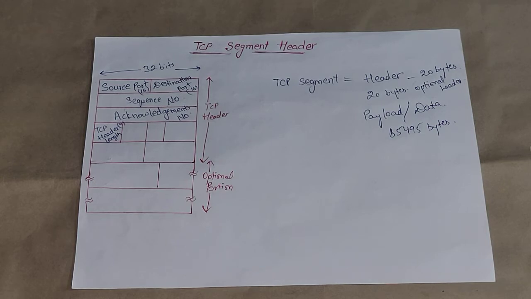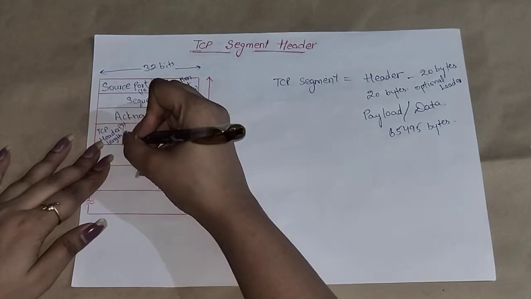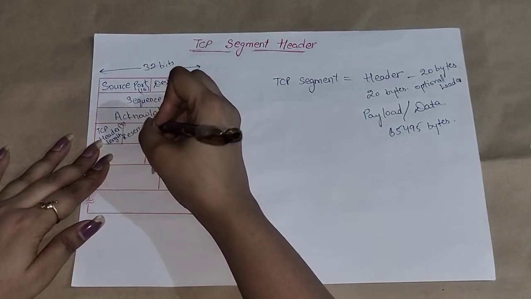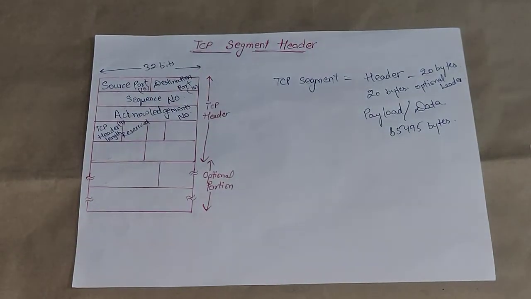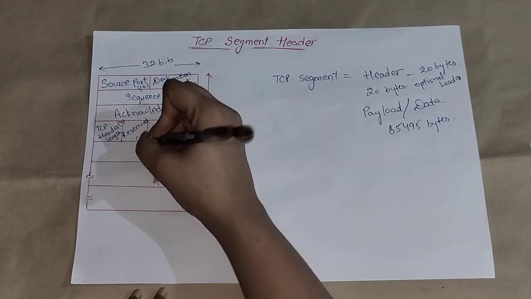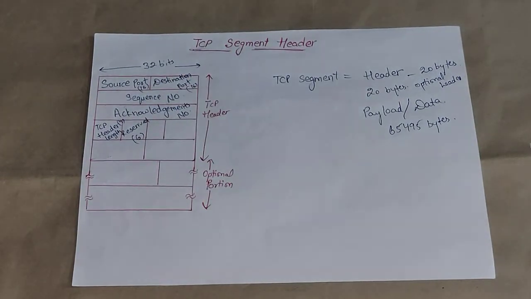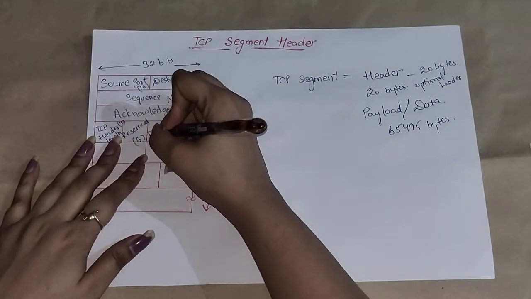Clear? Now after TCP header length, we have a field that is reserved. This is a 6-bit field and this is reserved for future use. इसका कोई use नहीं है TCP segment में. Fine. Then next we have flags.